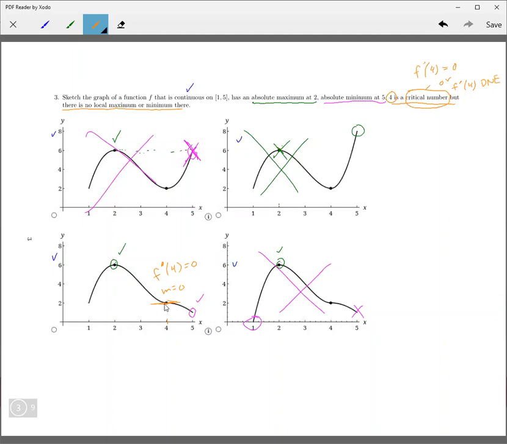Okay, so notice that all local minimums or maximums have to be at critical numbers. However, just because it's a critical number does not mean it's going to be a local maximum or minimum, like in this case right here, because it flattened out and the slope went to 0, but then it decided to descend further after that. So it's not a local maximum or minimum. Okay, so this would be the answer.